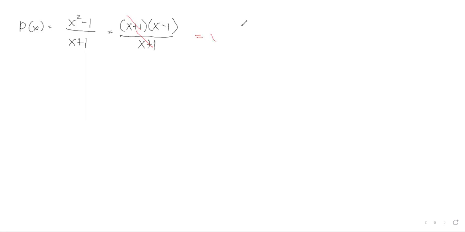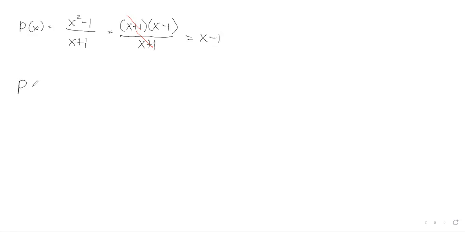Pero, anong pinagkaiba nito, nitong original, sa x minus 1? Halos same lang yan sila, bukod sa itong graph na to ay may butas at x equals negative 1, kasi indeterminate siya at that point. Okay, pag ganun indeterminate, that is 0 over 0.